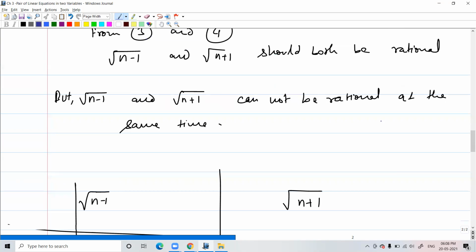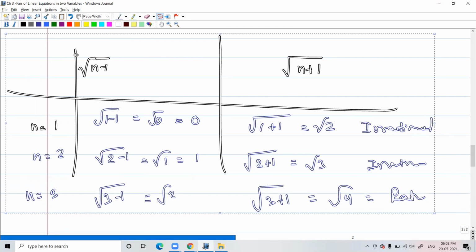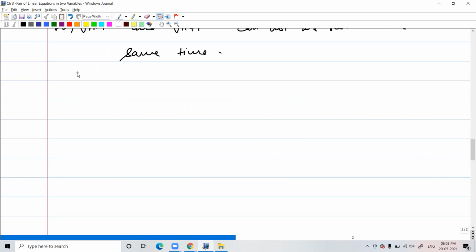Okay, so that's the contradiction, that both cannot be rational at the same time. Therefore, our assumption was wrong, and there is no value of n for which that can be rational.